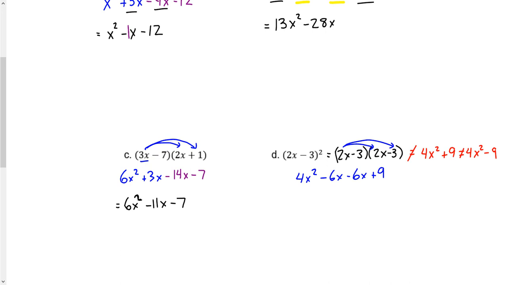You'll notice with our final work that it does look similar to one of these, but it's not exact because we have that 4x squared, a negative 6x, and a negative 6x gives us a negative 12x, and we add the 9, and there we go. This is not the same as this. Subtracting 12x makes it so much different than that.